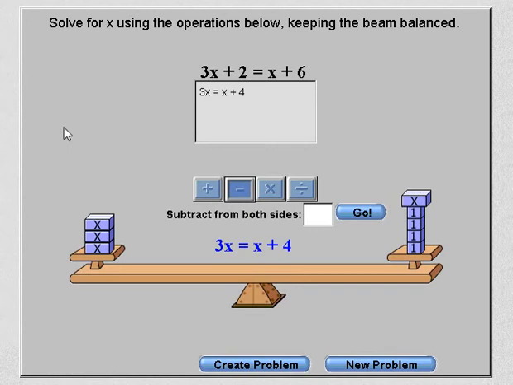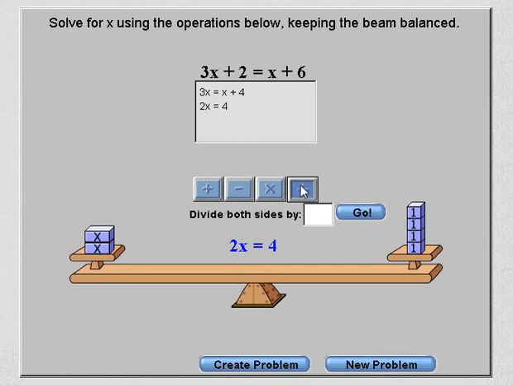Now, once again, I'm going to compare and see what they have in common. The next thing that they have in common is they both have 1 x block. So I'm going to type in x, and again, I'm going to hit go. At this point, there's no longer anything in common. However, 2 goes into both sides of the equation. So what I'm going to do is divide both sides by 2.